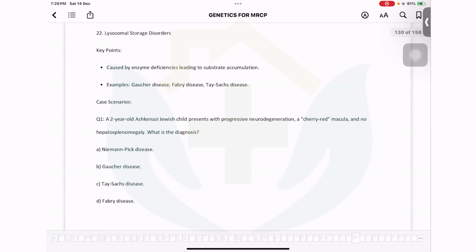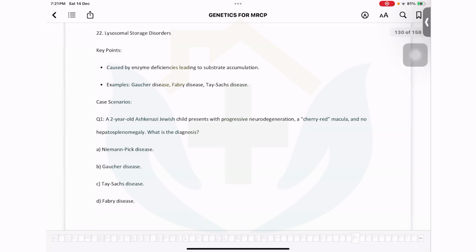Lysosomal storage disorders. For example, Gaucher disease, Fabry's disease, Tay-Sachs disease. Now, these are also mutations. Why? Because there are deficiencies of enzymes. Enzyme is a protein. Protein is formed by translation. Translation is the third step after transcription. Transcription is the second step after DNA replication. So definitely this is a genetic disorder.